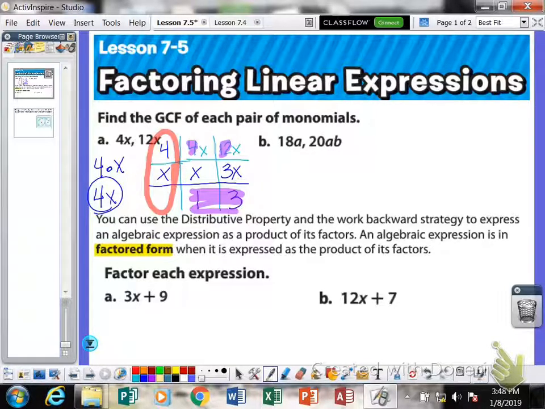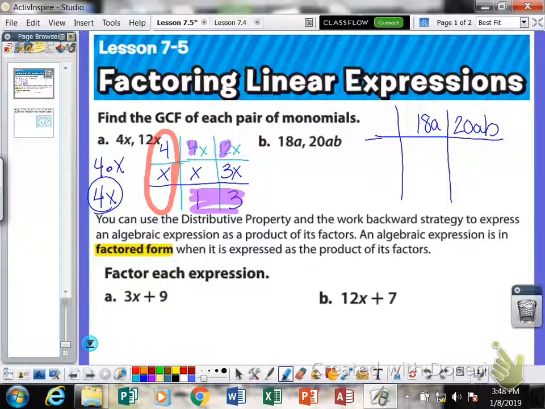So the next one, I have 18a and 20ab. Make my little chart here. And then I ask myself again, what goes into 18 and 20 first? All right, 2 does. So 18a divided by 2 is 9a. 20ab divided by 2 is 10ab. 9 and 10. Is there anything that goes into 9 and 10? No, I'm done. But I do notice that there is a common a here, so I can factor out an a.